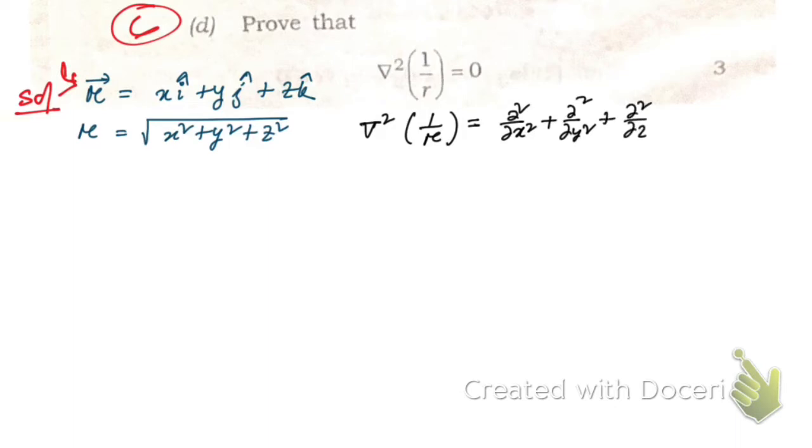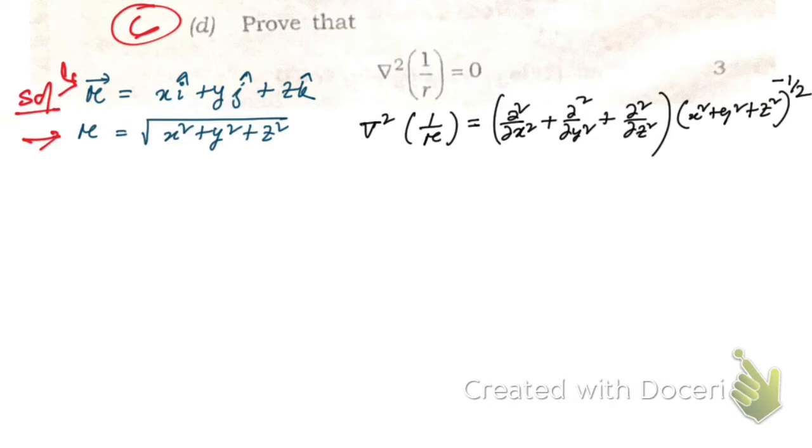This is the Laplacian operator. We need to operate with this Laplacian operator on 1 by r. So 1 by r, if r is equal to root over x square plus y square plus z square, then 1 by r will be (x square plus y square plus z square) to the power minus half, right? You can write it that way.